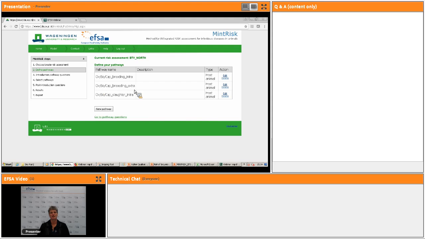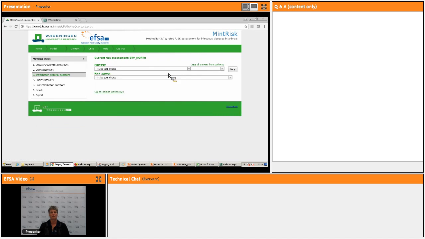So I want to give the example here with a pathway that has been created for import of breeding animals of different species from outside the EU, which is this pathway, and I will ignore the other two pathways for the time being.